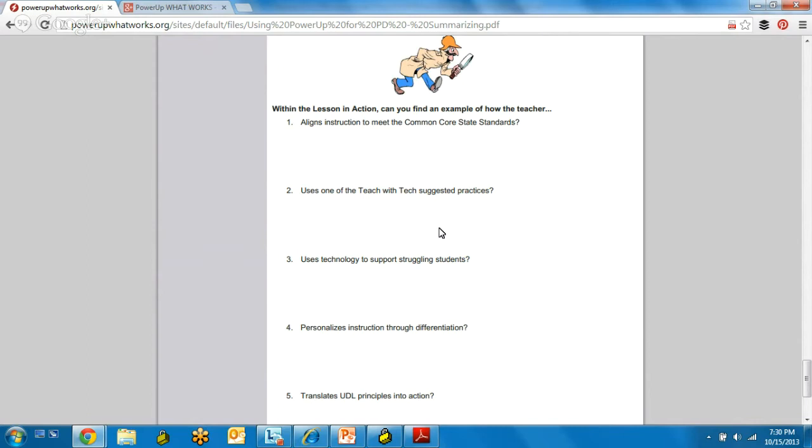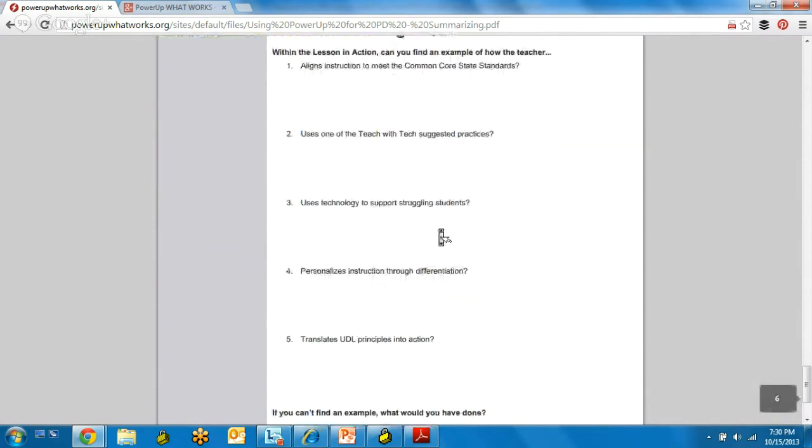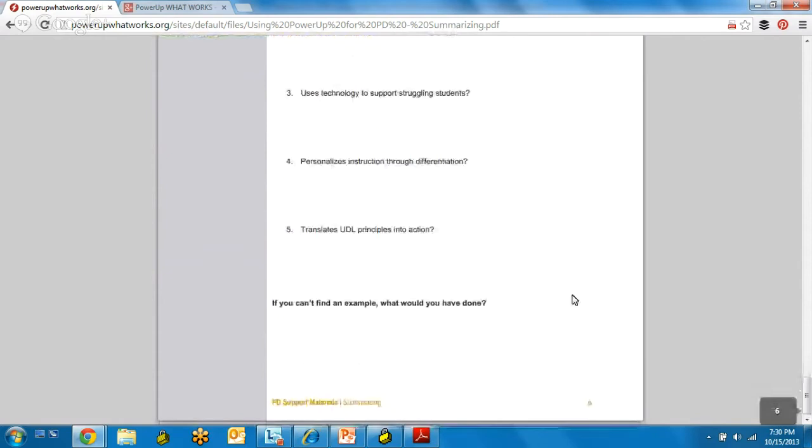If you scroll down just a drop more, Elise, it says, if you can't find a good example, maybe you can even improve upon what Mrs. Bailey was doing. What more could you have done, or would you have done, or what would you suggest to Mrs. Bailey if she was your colleague debriefing with you about her lesson? So we really hope that the lessons in action become a springboard for your own knowledge building, for your own reflection, and for collaborating and generating ideas with your colleagues.